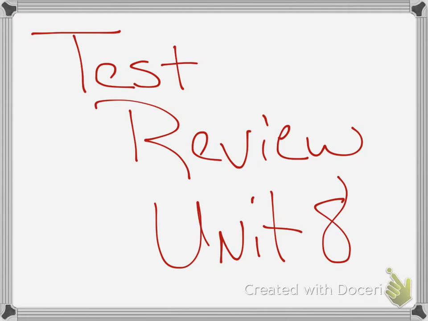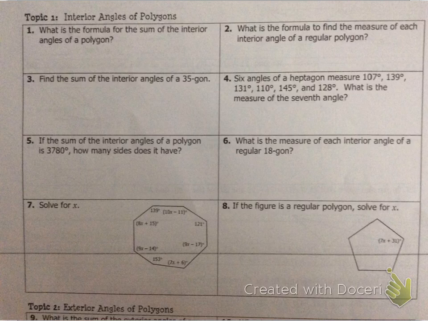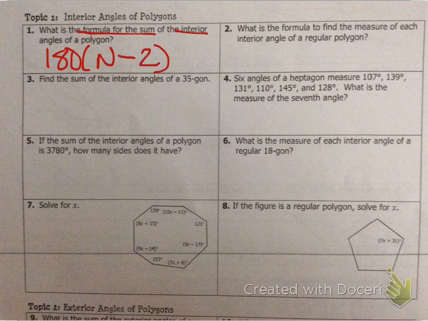Question number 1, 2, 3, 4, whatever. Let's look at these, and some of these things you might need to also add into your formula sheet. So what's the formula for the sum? The formula for the sum again was 180(n minus 2). That gives you the sum of the interior angles. If I want to find each interior angle, it would be 180(n minus 2) divided by n, and n stands for the number of sides, so keep that in mind.